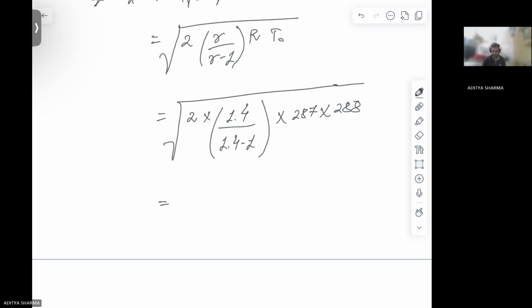I'll also calculate. I'm getting this 760.85 meter per second for this question.